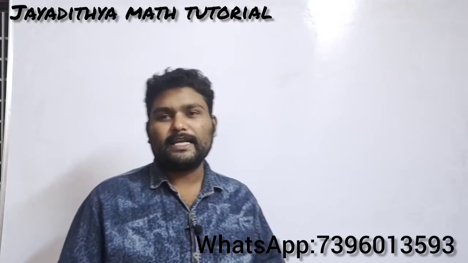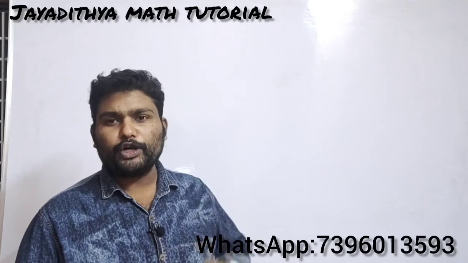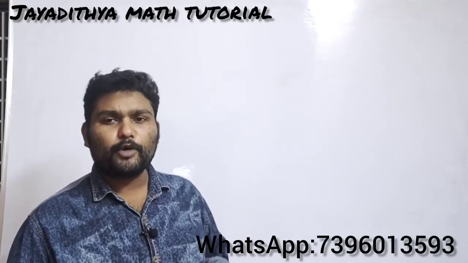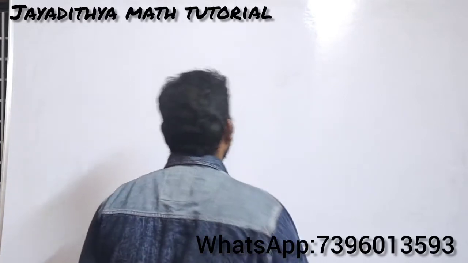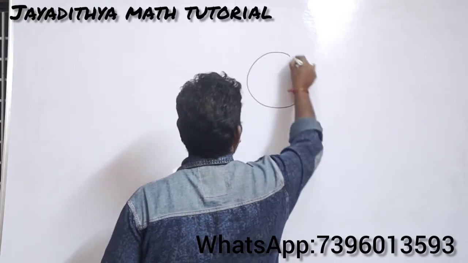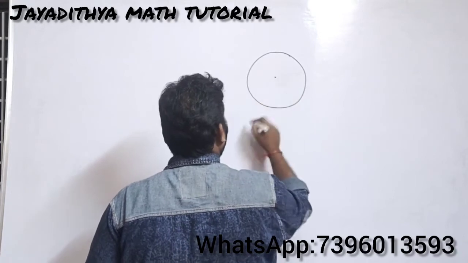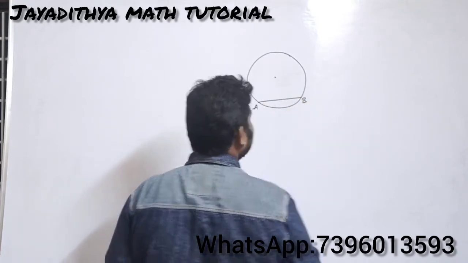Okay, first of all, let us revise once again what we mean by a segment and what we mean by a sector, and in this class we are going to discuss mainly the area of the segment. So see here, how to find this one. For example, let us take a circle. Let us take the chord as AB.